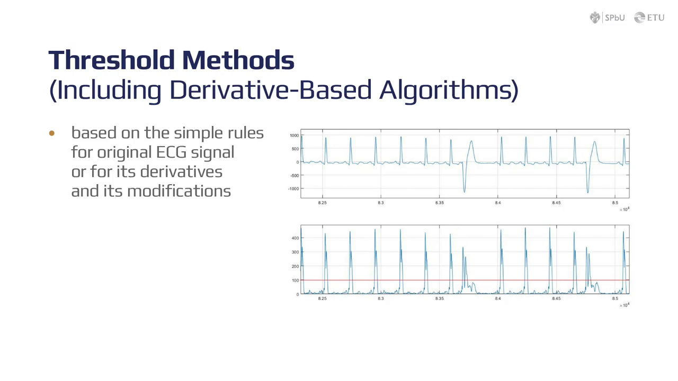Threshold methods, including derivative-based algorithms, are based on simple rules for the original ECG signal or for its derivatives and modifications. The typical rule is simple: detection occurs when a threshold is crossed. This type of method is the simplest, but has low robustness for a noisy signal. Besides, threshold changes are required for signals with different amplitude and time parameters. We will use the threshold method in the detector that we will create in the program example for this module, because it's easy to create and use right now.